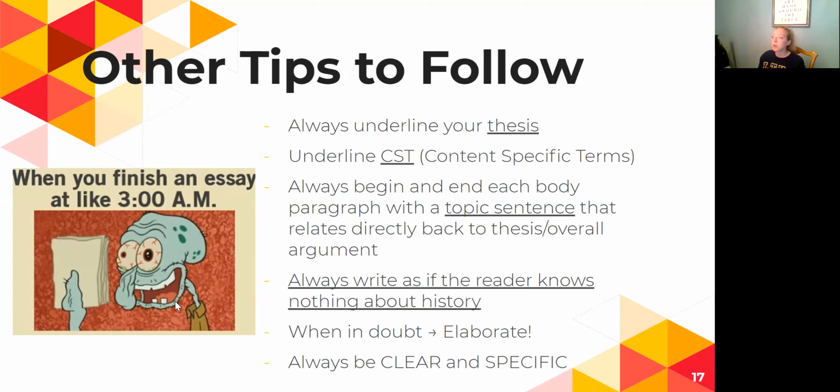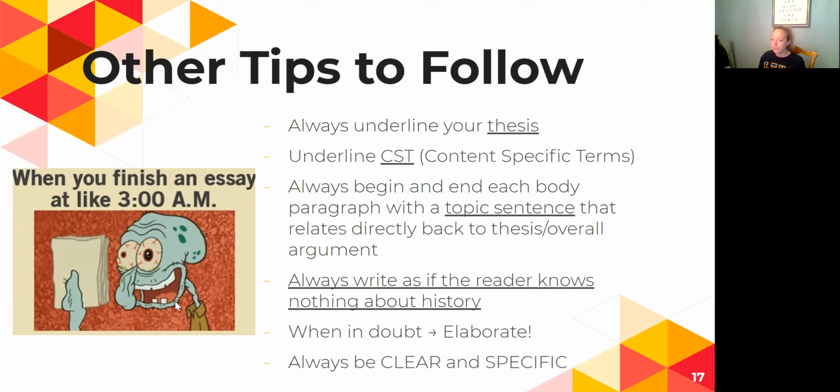Always begin each body paragraph with a topic sentence that relates back to the prompt or the thesis. Again, the more organized and thought out your essay looks, the more merciful they are on your paper. It's like a psychological thing, they feel like you are more put together and you know what you're talking about.